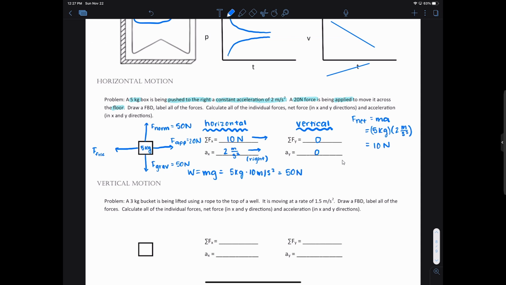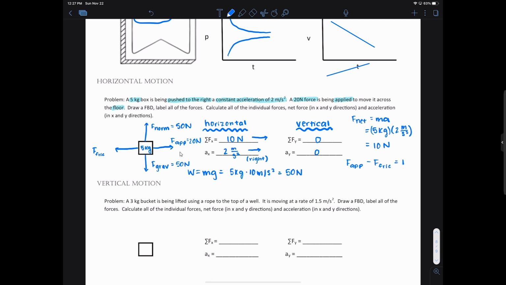Okay, so this is where we may have run into problems when we were doing some of the earlier problems in this section. If we have a net force of 10 to the right, we know that F applied has to be larger than our force of friction, and it has to be larger by 10. So that results in our force of friction being 10 newtons.